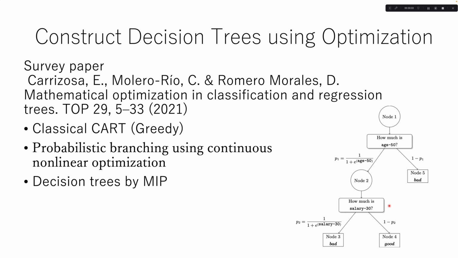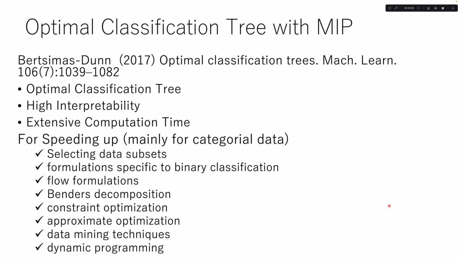Bertsimas and colleagues proposed a method to construct optimal classification trees using mixed integer optimization. This approach allows for the creation of decision trees with high interpretability, although it has the drawback of potentially requiring extensive computation time, depending on the scale. Subsequently, various methods for speeding up this process have been proposed, including selecting data subsets, formulations specific to binary classification, flow formulations, the application of Benders decomposition, formulation improvements, the application of constraint optimization, approximate optimization, and the use of data mining techniques and dynamic programming.